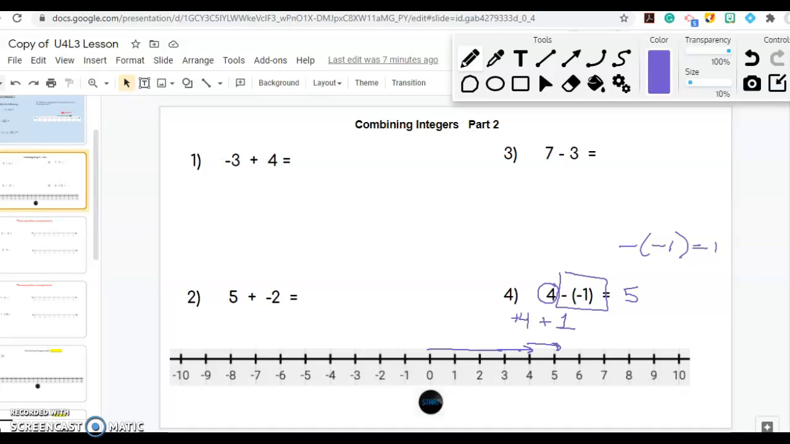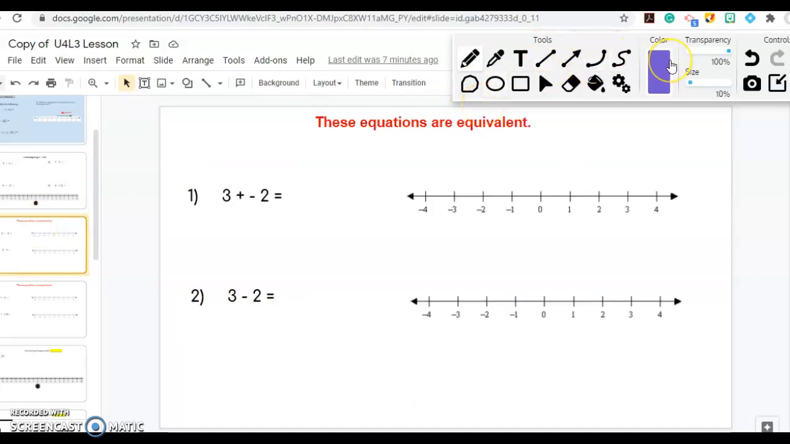Okay, let's move on. These equations are equivalent. Let's look at why these are equivalent. Let's go in order and start with question 1. We have a move in the positive direction 3, followed by a move in the negative direction 2. If we start at 0, positive direction 3. Now let's go back in the negative direction 2. 1, 2. And we end at 1. So 3 plus -2 is 1.